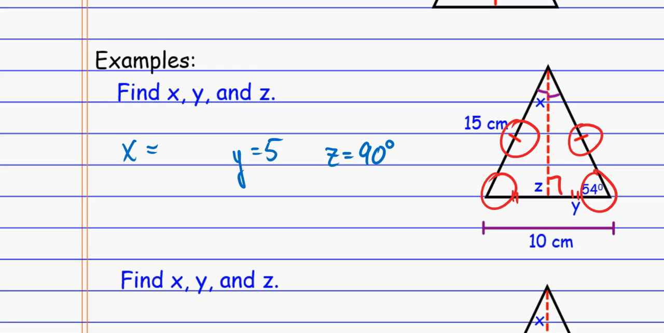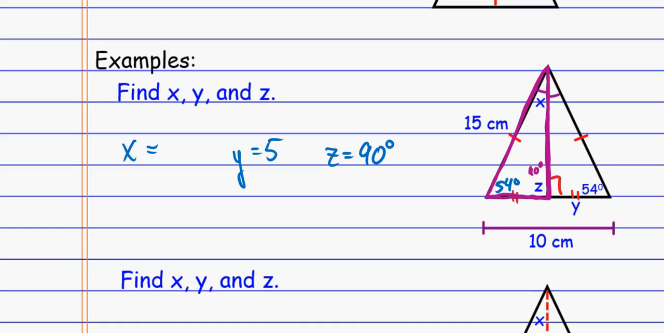So let me label that bottom angle. Remember, in an isosceles triangle, we always have two angles that are the same. It's 54 degrees. And now think about this smaller triangle. Think about this triangle that I've created right here. I'll outline it in purple. The three angles inside that small triangle add up to 180 degrees. And I already know that z is 90 degrees.